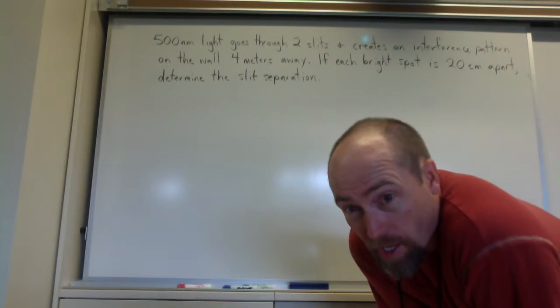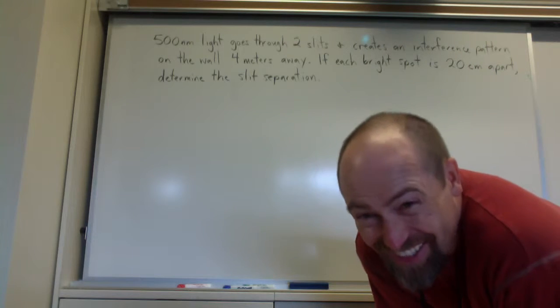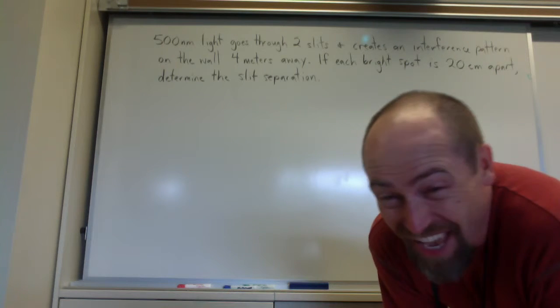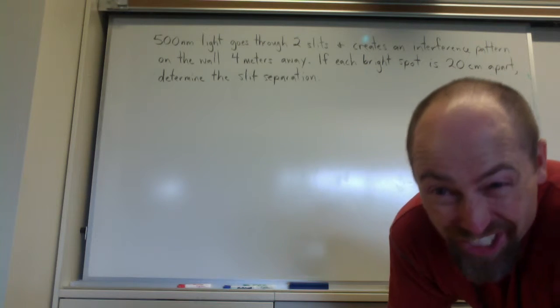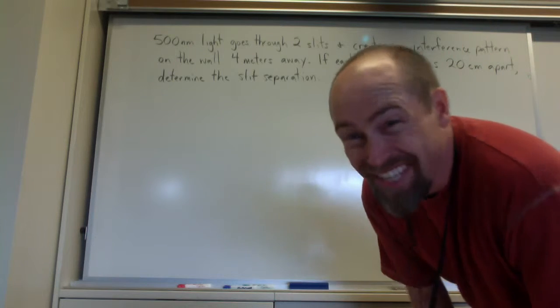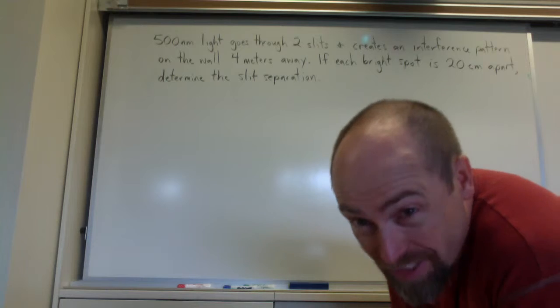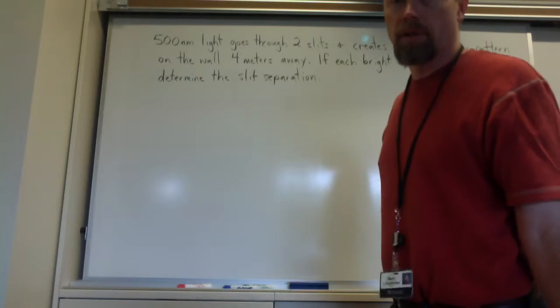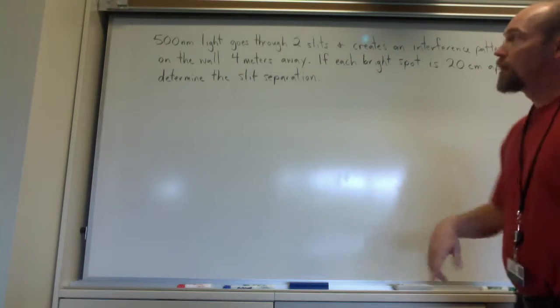So I have 500 nanometer light. That's probably something like bluish light, maybe greenish light, because remember, light falls between 700 nanometers to 400 nanometers. So we're towards the 400 side, so higher frequency light. It goes through two slits, creates an interference pattern on a wall.